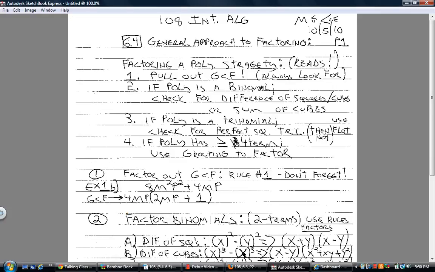Hello 108 class, welcome to section 6.4 where, good news, we are not going to learn any new techniques here. We are going to fine-tune and improve our factoring skills, and this section is called a general approach to factoring, and we'll go ahead and tackle page 1 here. We only got 2 pages here, so this is a summary.